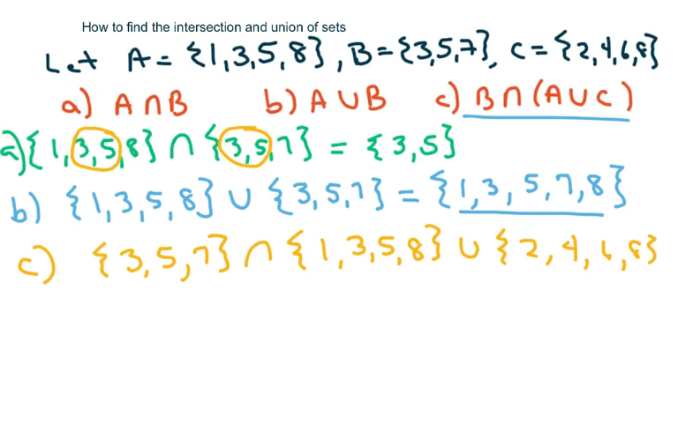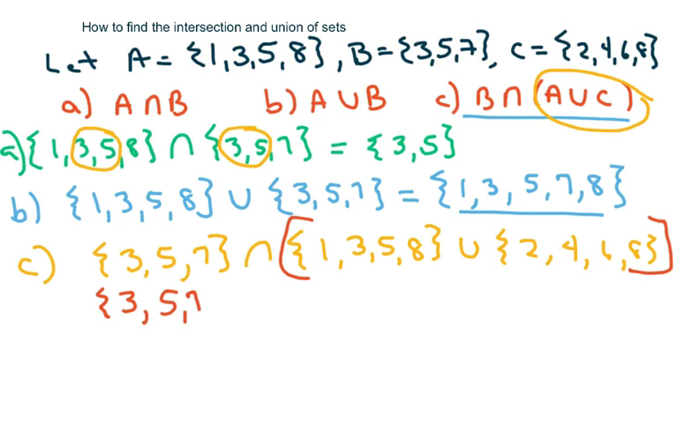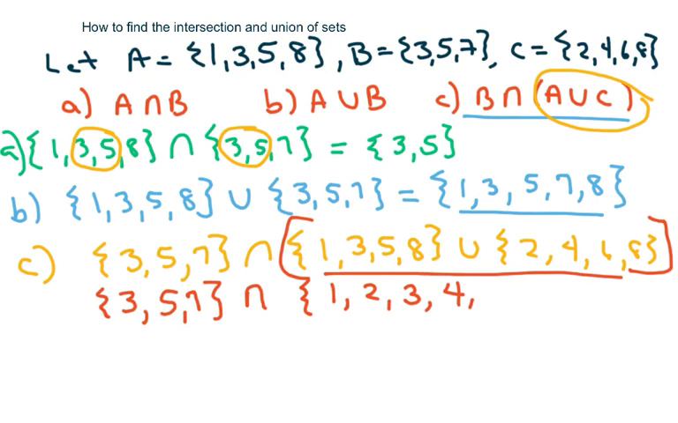Now, as you probably know, we're going to do this part first. So we're basically taking this part and doing that part first. So I'm going to write this down again. 3, 5, 7, and intersect it with the union of those two. If I union those two together, they're all of them, but you can't write them down twice. So that would be 1, 2, 3, 4, 5, 6, 8.